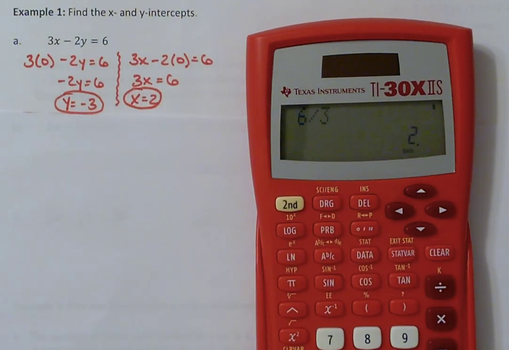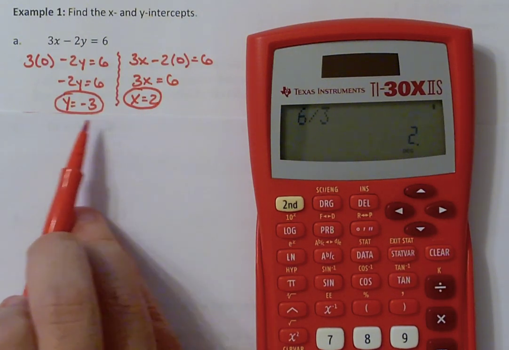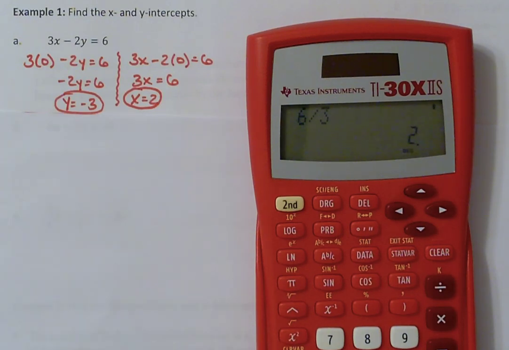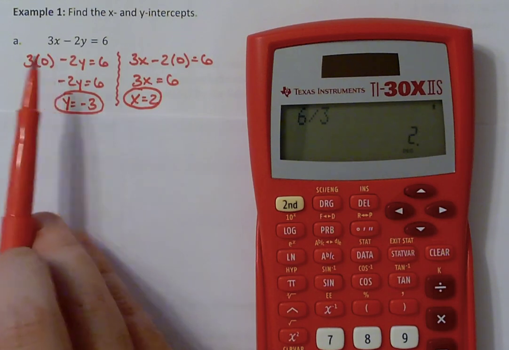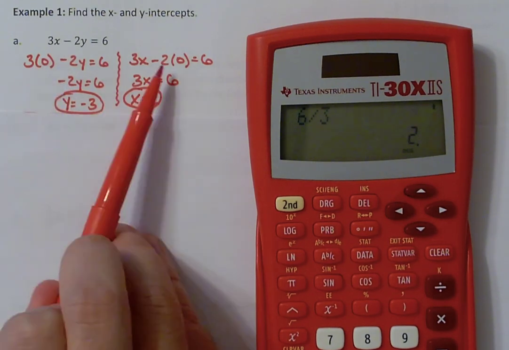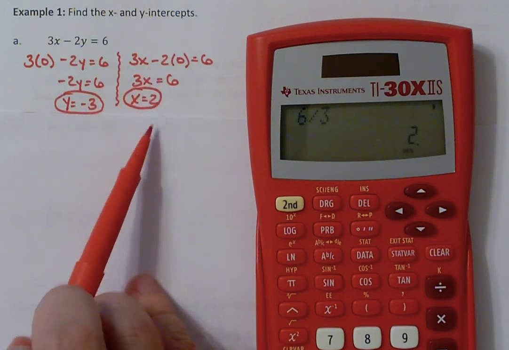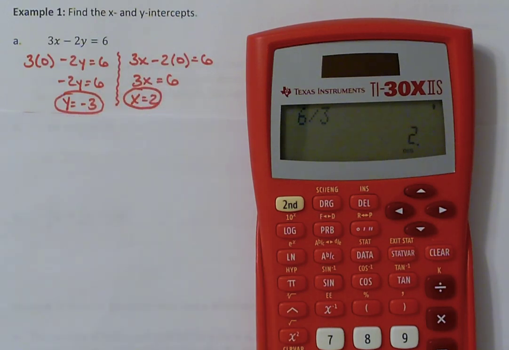So that means my x-intercept is at 2 and my y-intercept is at -3. And that is one way to go through and find your x and y-intercepts, where you can plug 0 in for x and then 0 in for y to figure out what y equals and then what x equals for your x and y-intercepts.